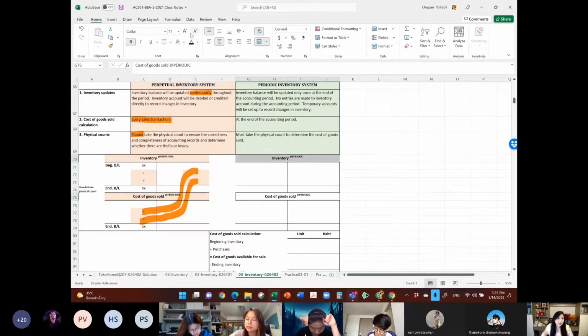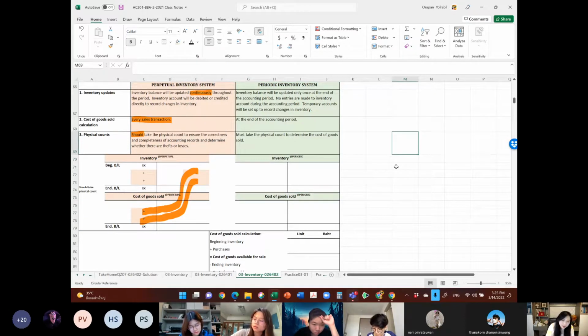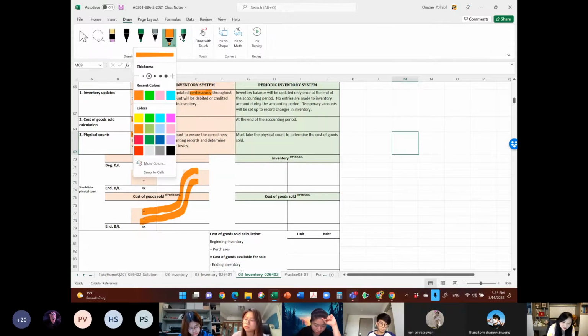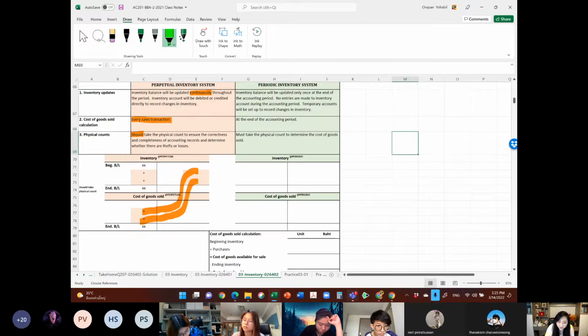Now, for the periodic, as the name suggests, this is periodic, meaning that for the periodic, you will update the balance only at the end of the period, and the cost of goods sold will also be recorded at the end of the period only. But for this case, the physical count is actually a must. Why so? Now let's take a look here.